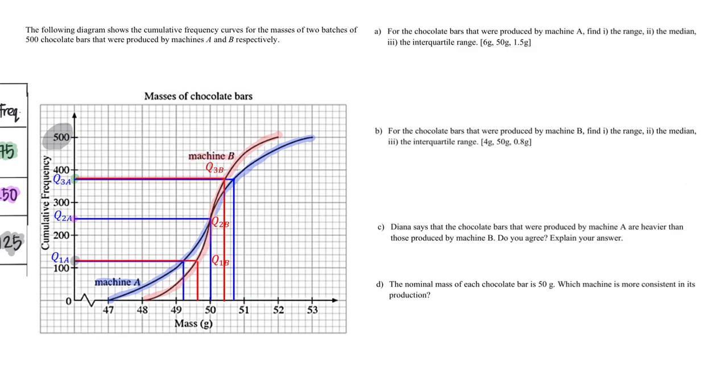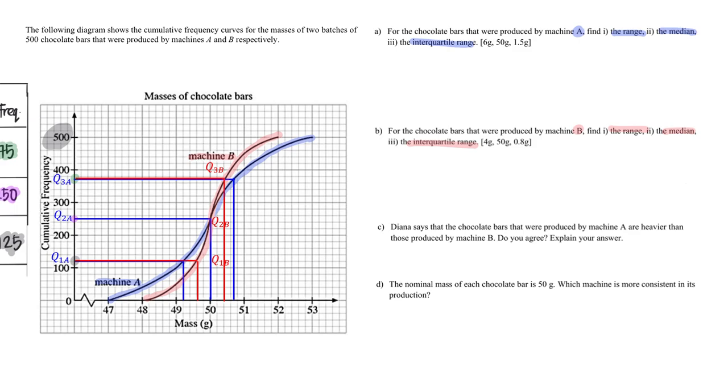Okay, so what are we required to find? We are required to find for machine A the range, median, and interquartile range. Same goes for machine B, range, median, interquartile range. And after which, for part C, using what we have found in part A and part B, we will need to decide whether what Diana says is true, and also to consider and decide which machine is more consistent in part D.